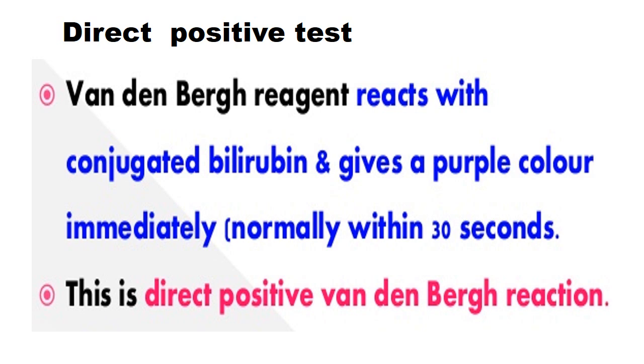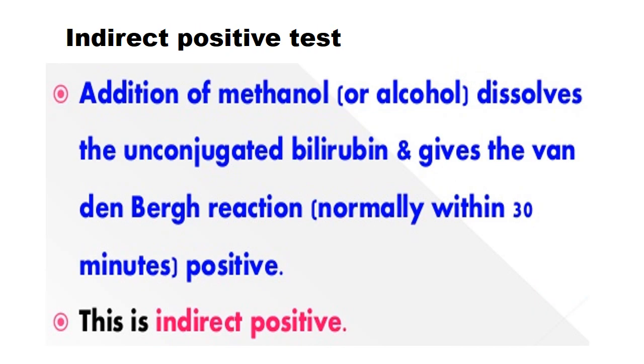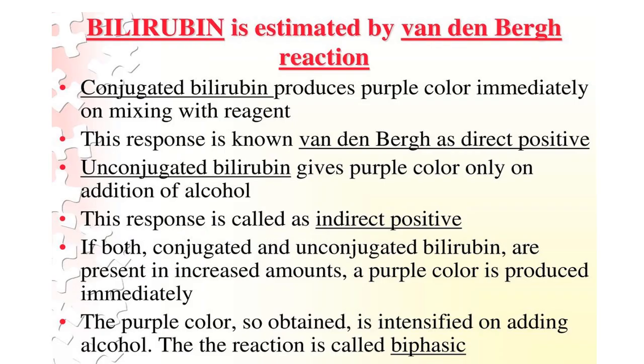This we call direct positive Van den Bergh. And if it's not giving any color, we add methanol and wait for 30 minutes, and it becomes positive. This is indirect positive, for unconjugated bilirubin. So to summarize, conjugated bilirubin produces a purple color immediately, so it is direct Van den Bergh. Unconjugated bilirubin gives a purple color on addition of alcohol, so it is an indirect positive. If it becomes light colored and then the color becomes more intensified, then we call it biphasic.